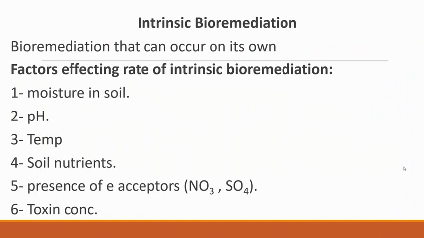Now, in situ technologies, they have factors that can affect them. The first one is moisture in the soil, temperature, pH, nutrient availability, presence of electron acceptors, okay, something like nitrate and sulfate electron acceptors. Then the concentration of the toxins. When the amount of organism does not match the concentration of toxin, there could be a problem. It might not necessarily work. It might overwhelm the organism or, to a greater extent, even kill the organisms.